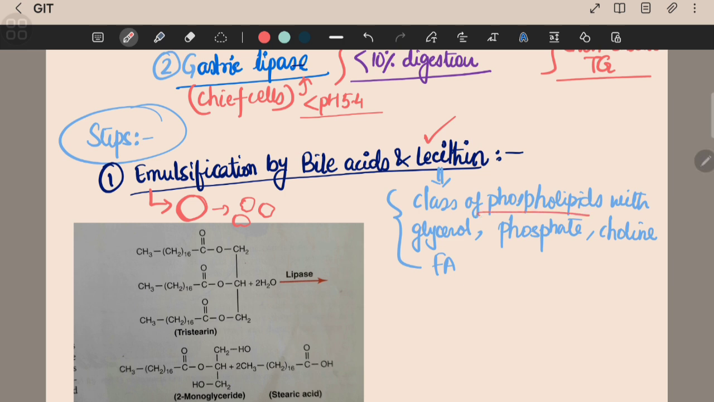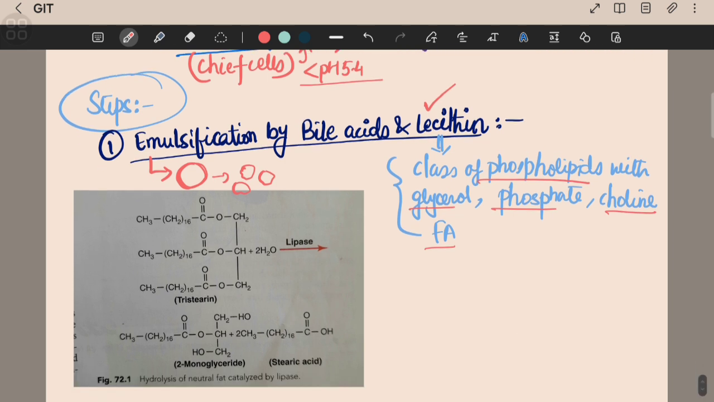Now what is lecithin? It is a phospholipid, which includes glycerol, phosphate, choline and fatty acids. So lecithin is very important for emulsification. Bile salts have detergent activity. Among phospholipids we have lecithin. Now see what the bile salts will do. They lower the surface tension. So you can write over here, bile salts lower surface tension, and then they emulsify the fat droplets.